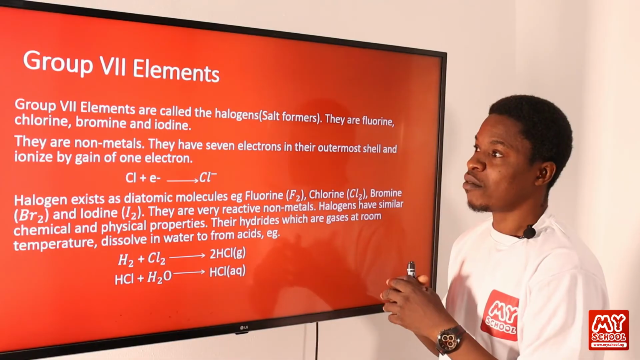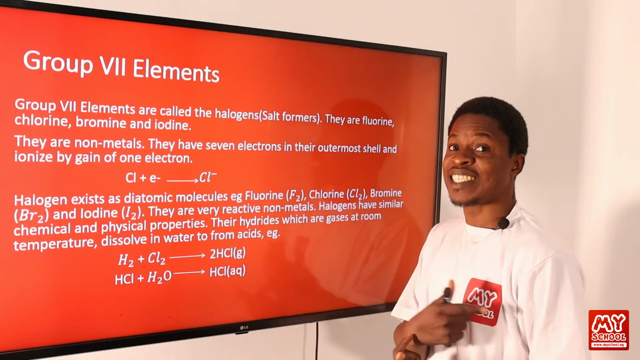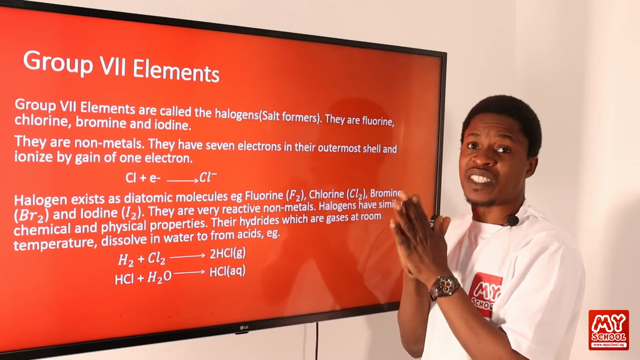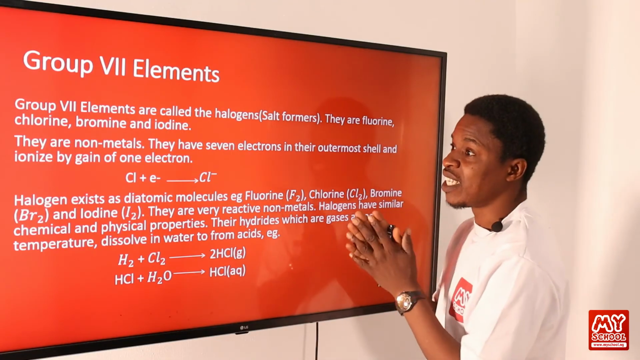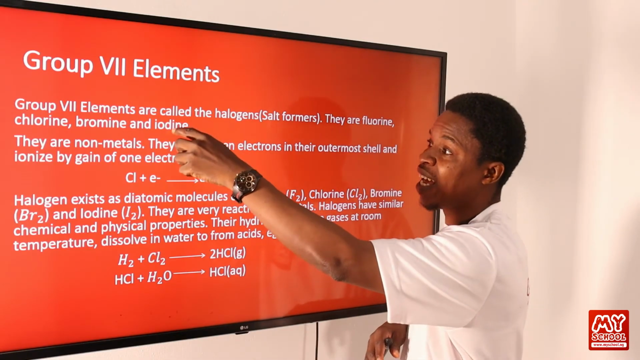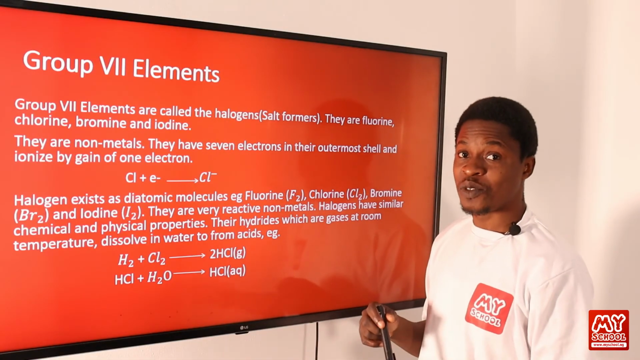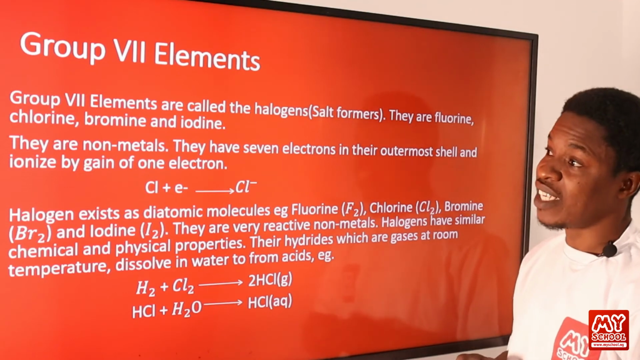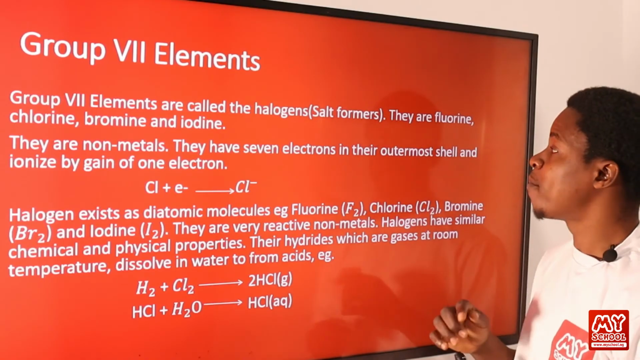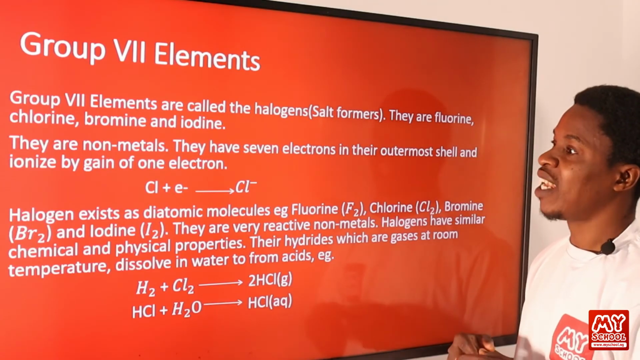They are fluorine, chlorine, bromine, iodine, and then one other one, astatine. Astatine, we don't mention it most times with them because it is always in a free state at room temperature. So the reason we refer to fluorine, chlorine, bromine, and iodine, and talk more about these ones as the halogens, but don't forget that astatine is also one of them. It belongs to that group. They are non-metals. Like I said earlier on, they have 7 electrons in their outermost shell and ionize by gain of 1 electron.